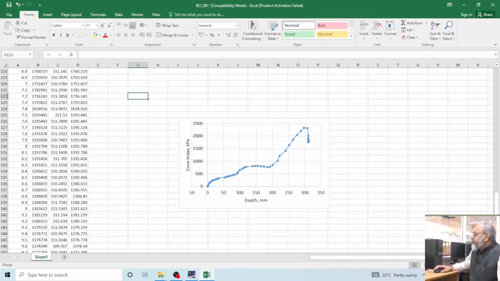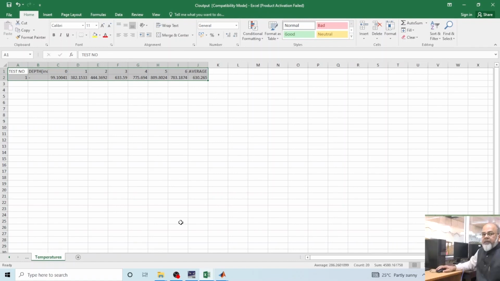Now, I have calculated the average cone index at different depths. You can see at 0 it is 99.1 kilopascal, at 1 it is 382 kilopascal, at 2 it is 444 kilopascal, at 3 it is 633 kilopascal, and at 4 it is 775 kilopascal, and at 5, meaning 5 inches, it is 809 kilopascal, then at 6 inches it is 783 kilopascal. Then the average from 0 to 6 comes around 630.265 kilopascal.